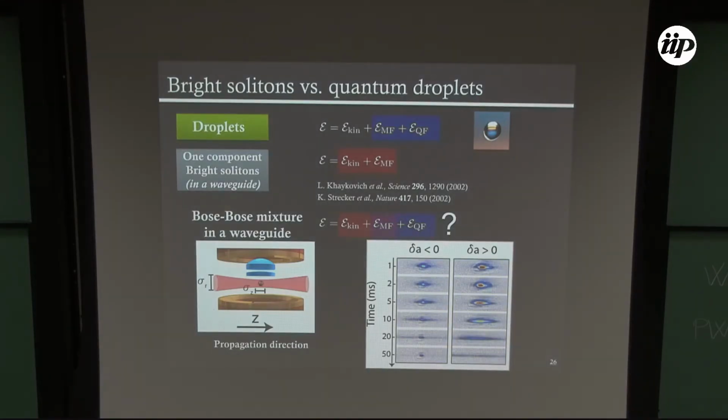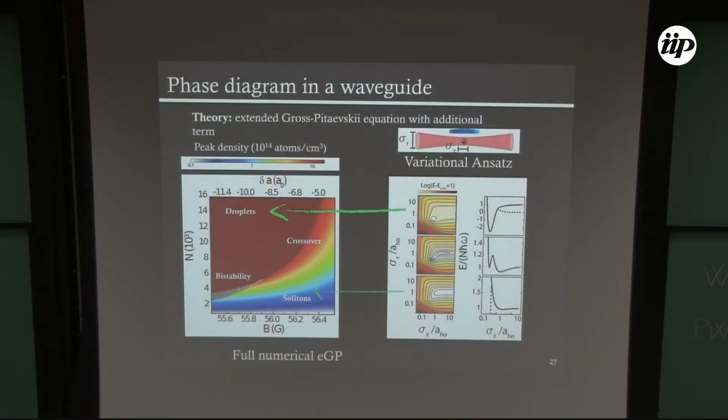For delta a positive, my system just expands as a normal Bose-Einstein condensate. However, for delta a negative, we observe a self-bound state. So now, is this a soliton or is it a quantum droplet? We have performed the theory. We have used the Gross-Pitaevskii equation with this additional Lagrangian term, and we have to do it numerically and also using a variational ansatz.